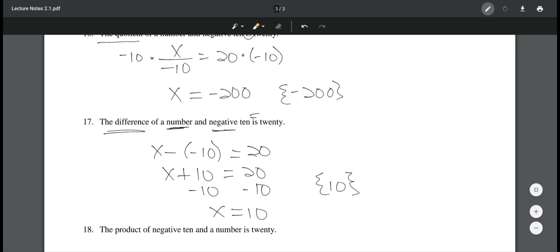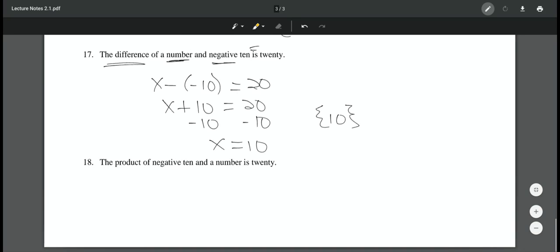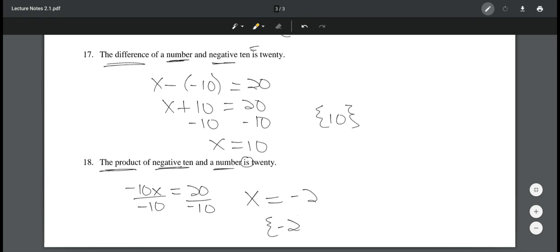And then the last example in this particular set, the product of -10 and a number is 20. So the product means to multiply -10 and a number and set it equal to 20. So I'm going to divide both sides by -10, and that gives me x equals -2. So my final outcome is -2. If you have any questions about using these 4 properties, addition, subtraction, multiplication, and division for equations, please make sure you ask during class time.